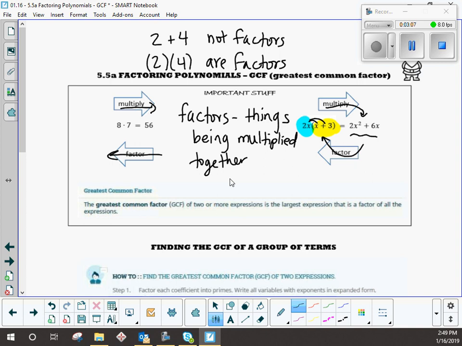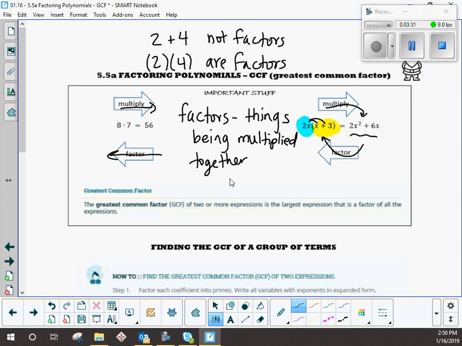And then right under there is the definition for greatest common factor, which we're going to call the GCF. The GCF of 2 or more expressions is the largest expression that is a factor of all the expressions. This is like math speak, right? Sometimes you have to be very specific and accurate, and then it ends up sounding like I don't know what they're saying. Let me break that down for you.